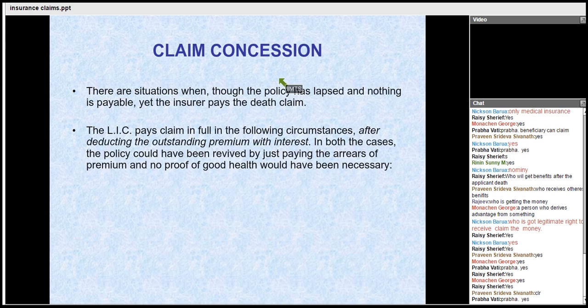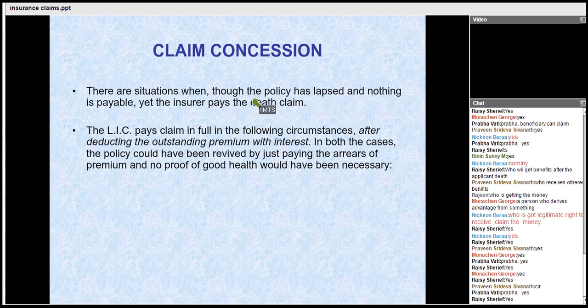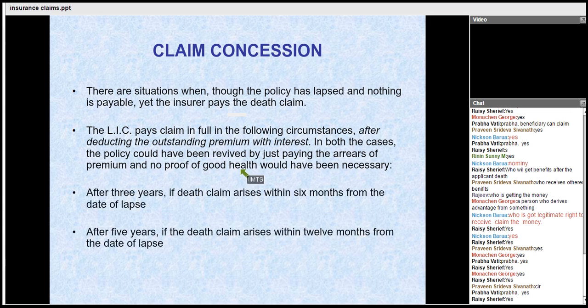Statement from the last medical attendant giving details of last illness. Statement from the person who has attended the life assured, and statement from the employer showing the details in full. These are situations where the policy has lapsed, in the following circumstances after deducting the outstanding premium with interest. In both the cases, the policy could have been revived by just paying the arrears. If the life assured has an unnatural death, like suicide, accident, unknown. After 3 years, if the death claim arises within 6 months from the date. After 5 years, if the death claim arises within 12 months from the date.